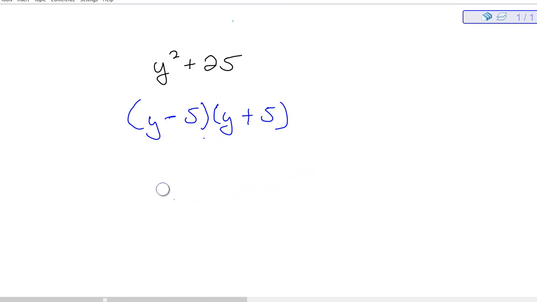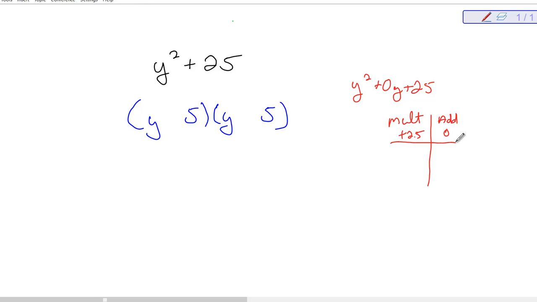And I could try different combinations of my signs, but let me come over to the side and look at it this way. Y squared plus 0y plus 25. I want to multiply to get me a positive 25, and I want to add to get me 0.